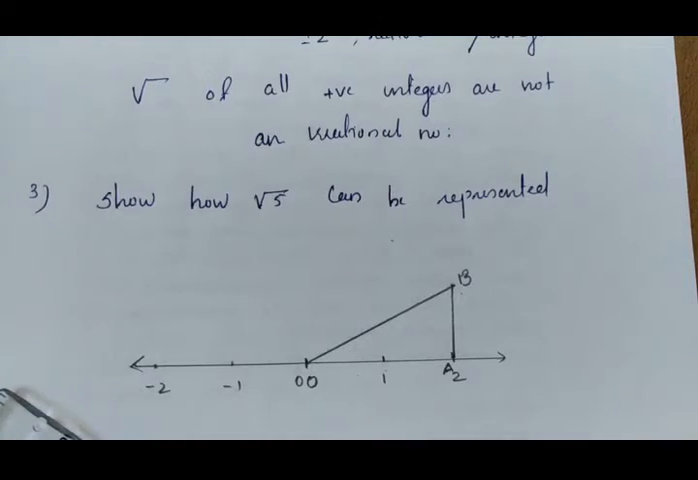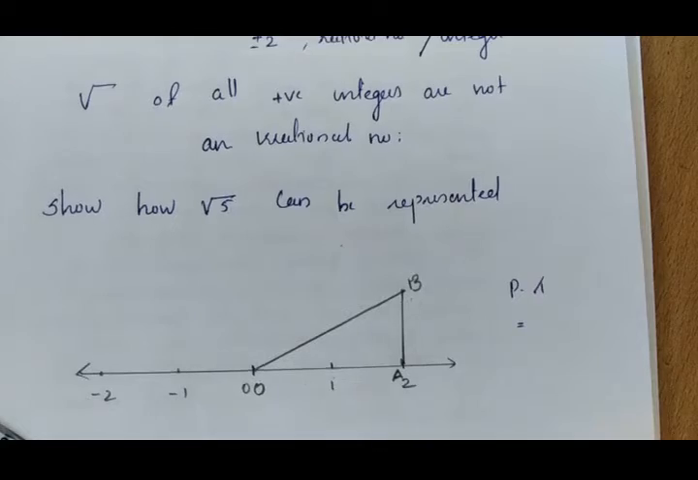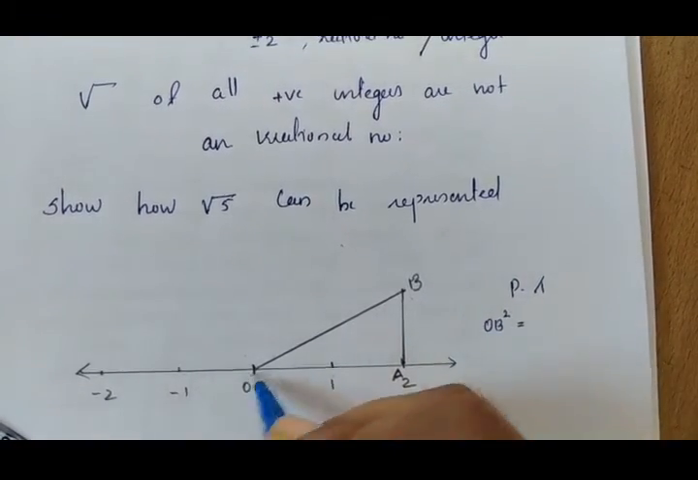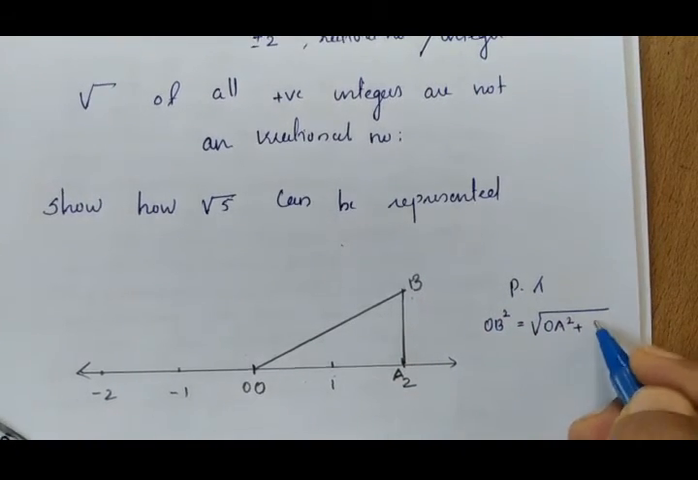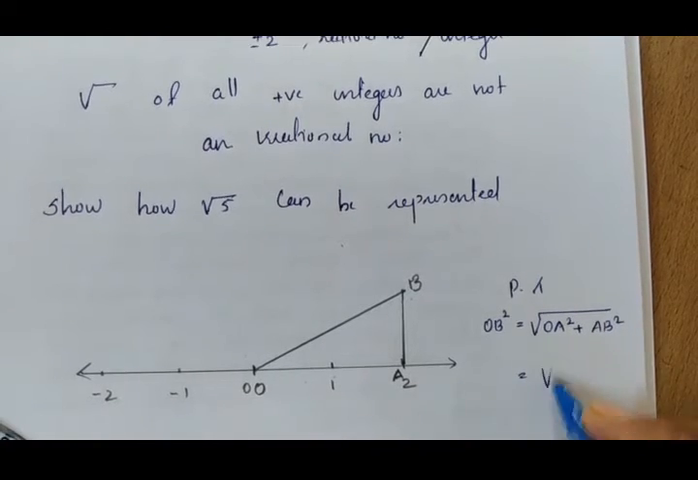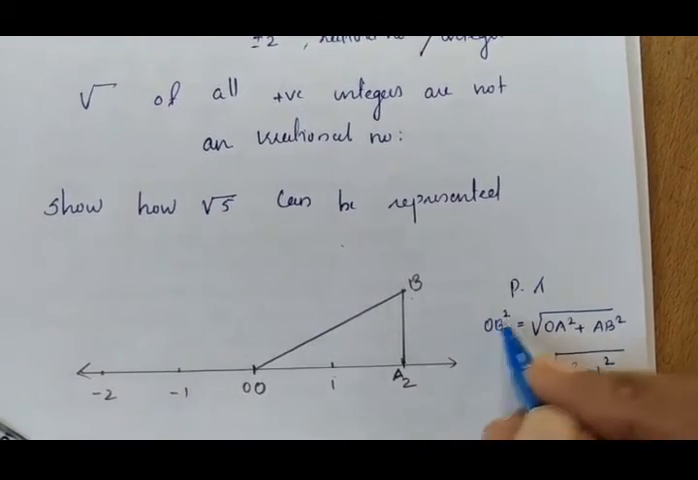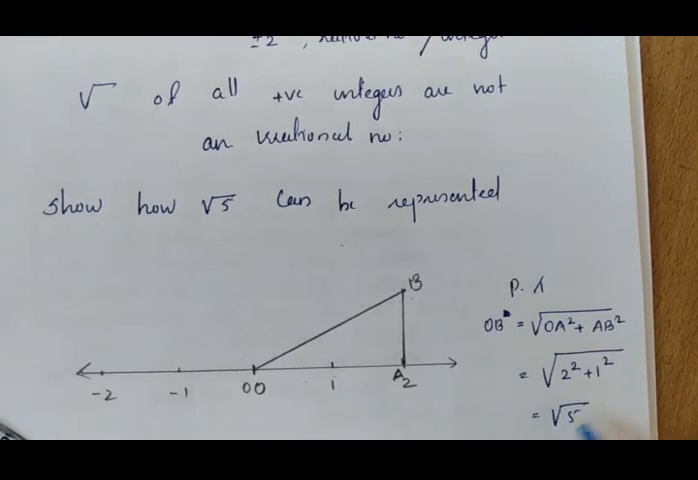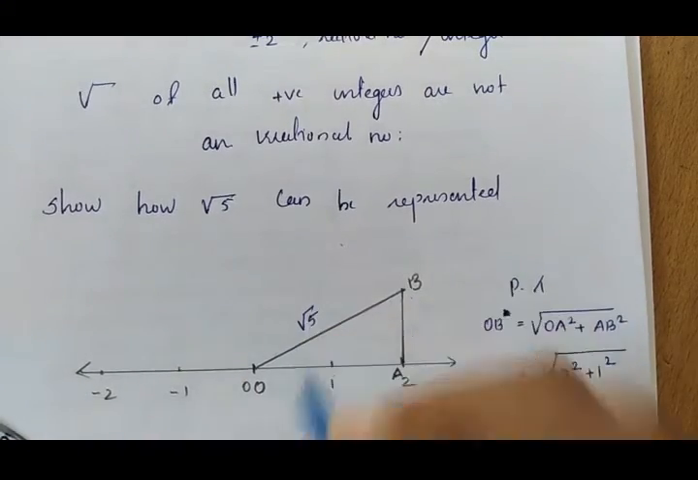According to Pythagoras theorem, what is OB? OB is equal to the root of OA square plus AB square, which is equal to the root of 2 square plus 1 square, which is equal to root 5. So we can take this value as root 5.